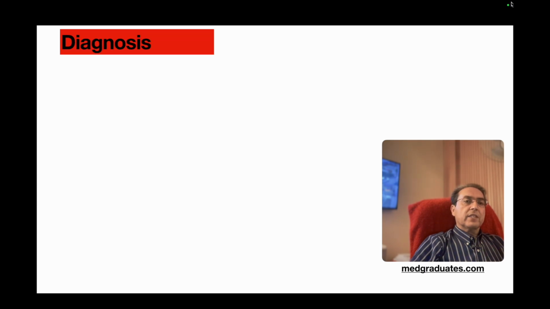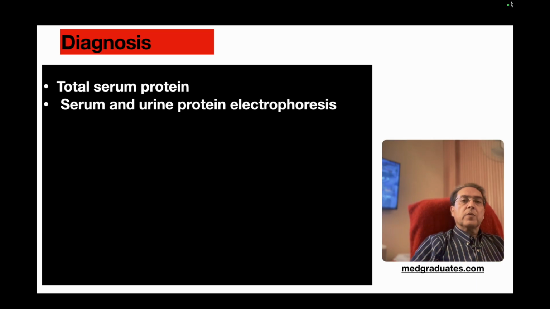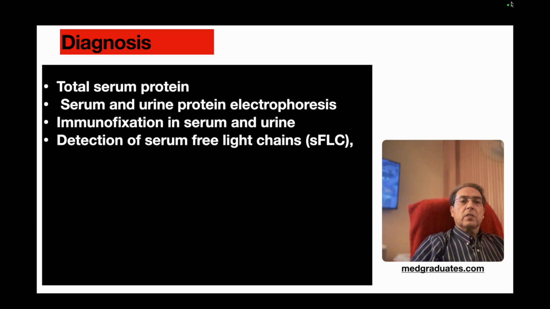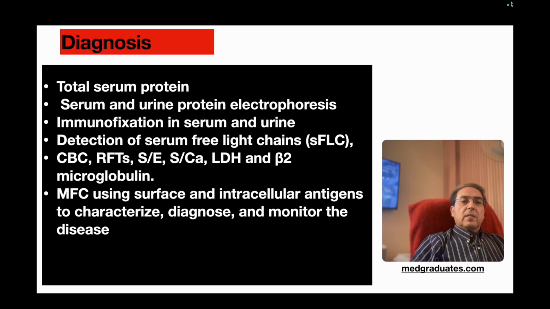Then how do you investigate these patients? Total serum proteins may be required. We go for serum and urine protein electrophoresis, immunofixation in serum and urine, detection of serum free light chains in the blood, complete blood count, RFTs, serum electrolytes, corrected calcium, LDH, and beta-2 microglobulin. Multi-parameter flow cytometry using surface and intracellular antigens to characterize, diagnose, and monitor the disease.